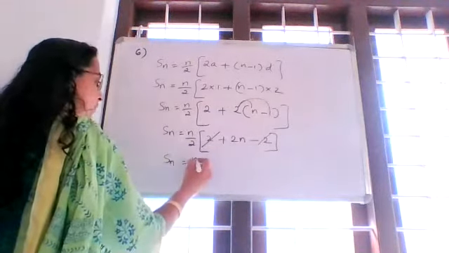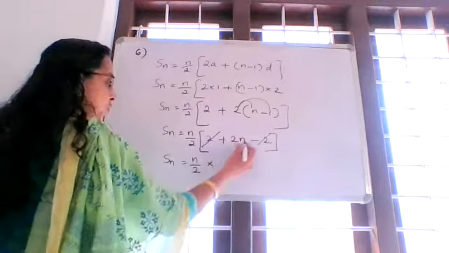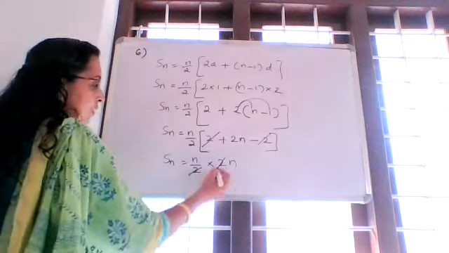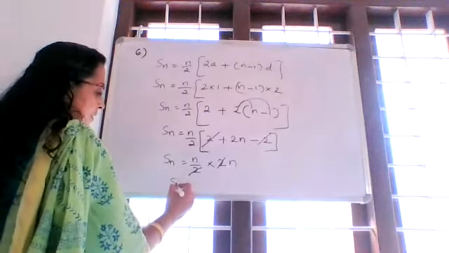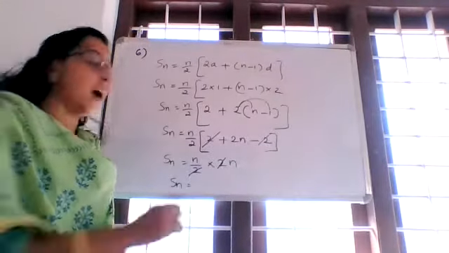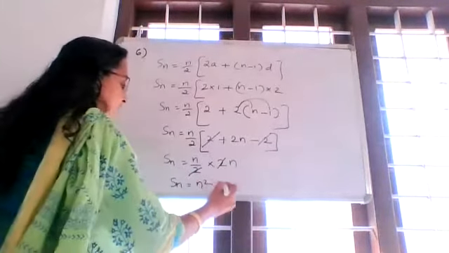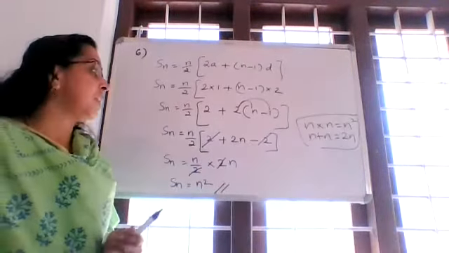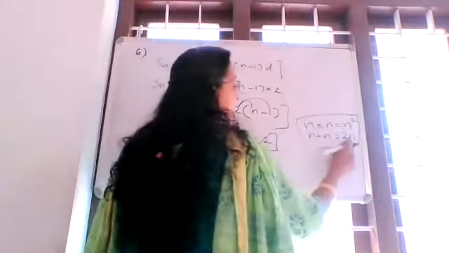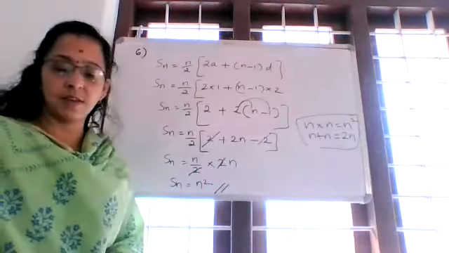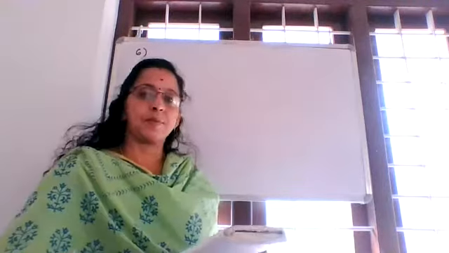So Sn is equal to n by 2 into 2n. So 2 and 2 again we can cancel. So Sn is equal to n into n. n into n is n square. So here n into n is n square. So Sn is equal to n square.